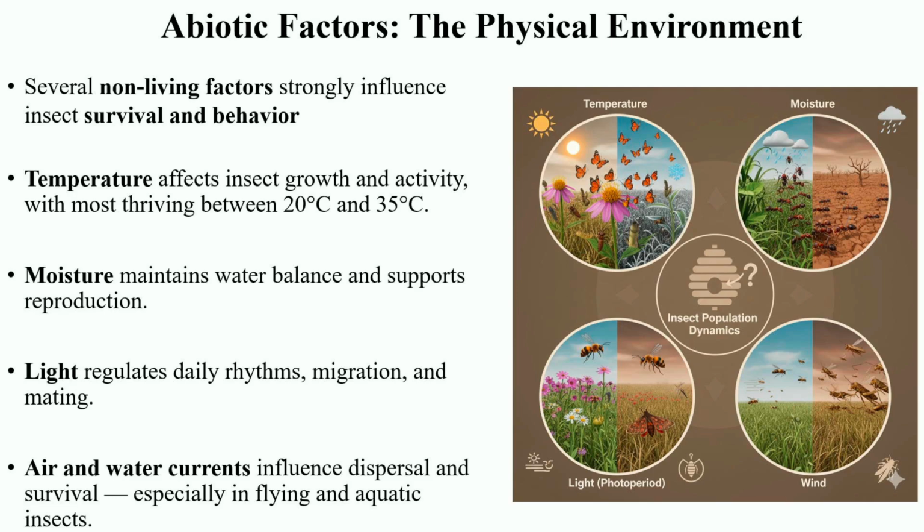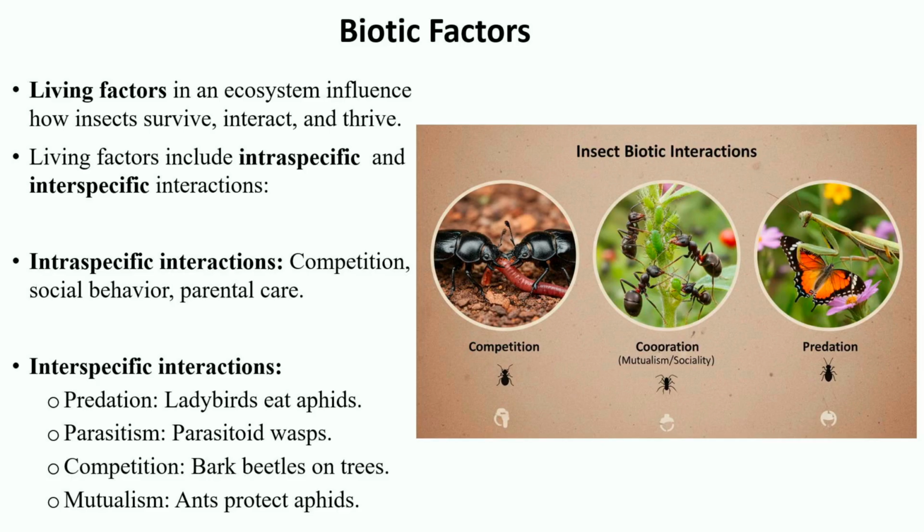Moisture maintains water balance and supports reproduction. Light regulates daily rhythms, migration, and mating. Air and water currents influence dispersal and survival, especially in flying and aquatic insects. Therefore, abiotic factors, or the physical environment, have an important role in influencing insect populations.